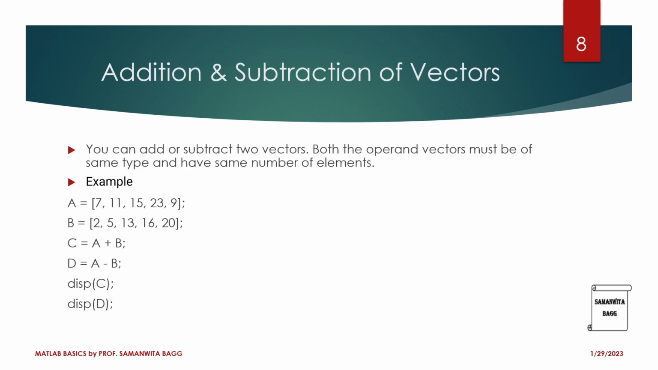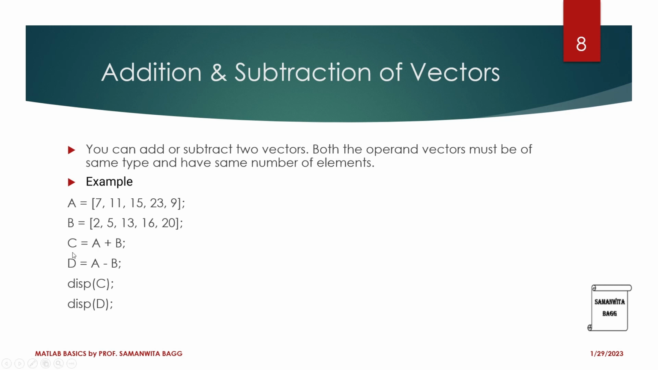First, we'll discuss addition and subtraction of vectors. You can add or subtract two vectors. Both the operand vectors must be of the same type and have the same number of elements. Let's see an example. Vector A has 5 elements and vector B also has 5 elements, which means they have the same number of elements and they are of the same type, meaning it is only one row and 5 columns for each of them.